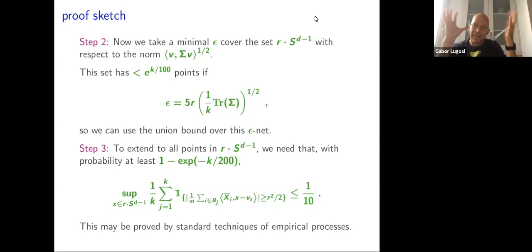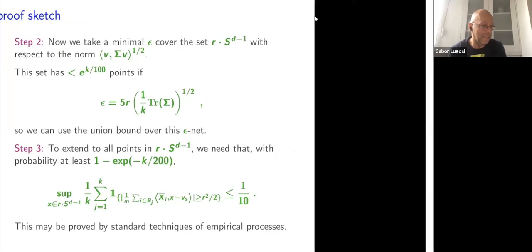Okay, so this is a kind of standard covering argument that is known in empirical process theory. And the proof of this uses standard empirical process theory techniques, using Talagrand's concentration inequality and symmetrization and contraction and all those, if that says something to you. Okay? So that's the sketch of the proof.